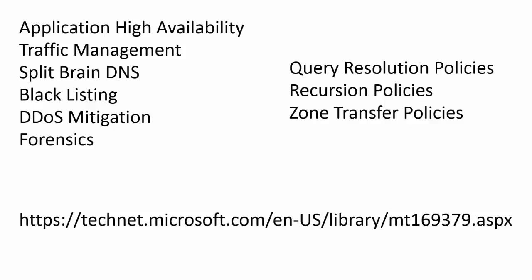DDoS mitigation, so distributed denial of service mitigation. We can throttle the responses to DNS queries. So we can force clients to connect over TCP connections, that sort of thing. Anything over certain amounts that are dropped. And forensics. So if we see suspicious activity, we can redirect clients to a sinkhole instead of a computer they're trying to reach, and pass them into something where we can do monitoring.